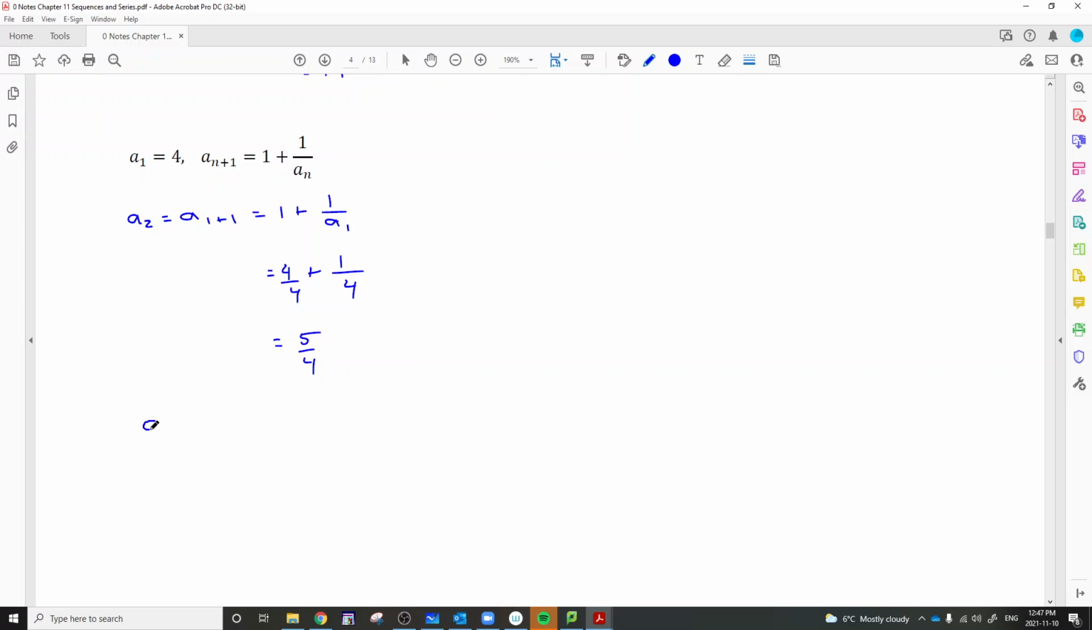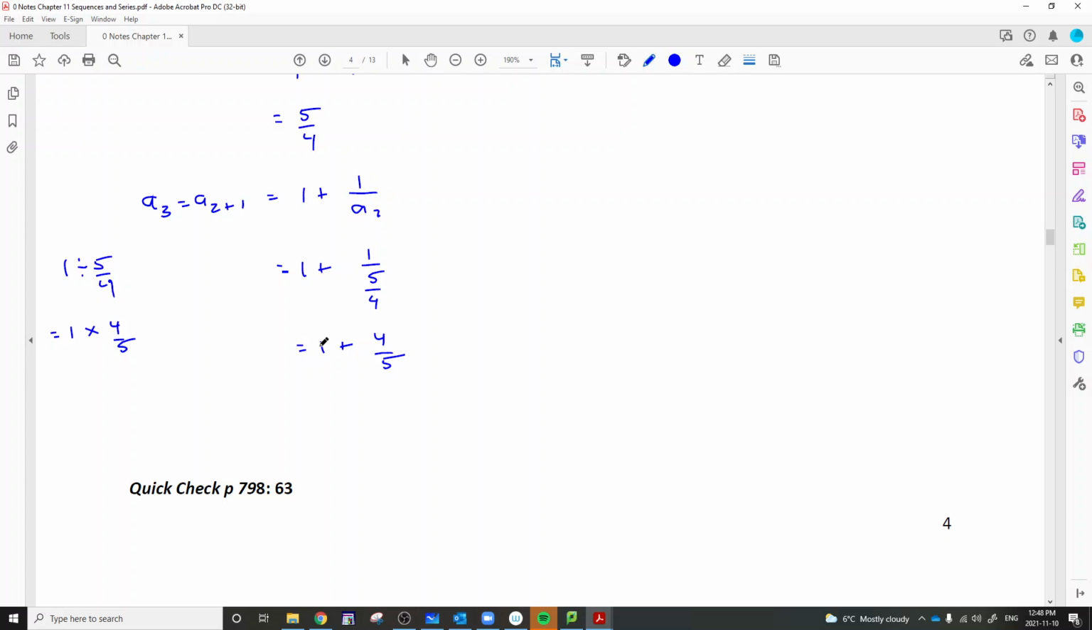And then we keep going. So to find the third term, we're putting in n is 2. So it's going to be 1 plus 1 over the second term. So then you go 1 plus 1 over the second term, which is 5 quarters. Now, in case you don't remember, 1 divided by 5 quarters. In order to divide fractions, you flip the second fraction. So it's actually 1 times 4/5. So 1 divided by 5 quarters is the same as 1 plus 4/5. So then 1 plus 4/5, we make a common denominator of 5/5, and the third term is 9/5.